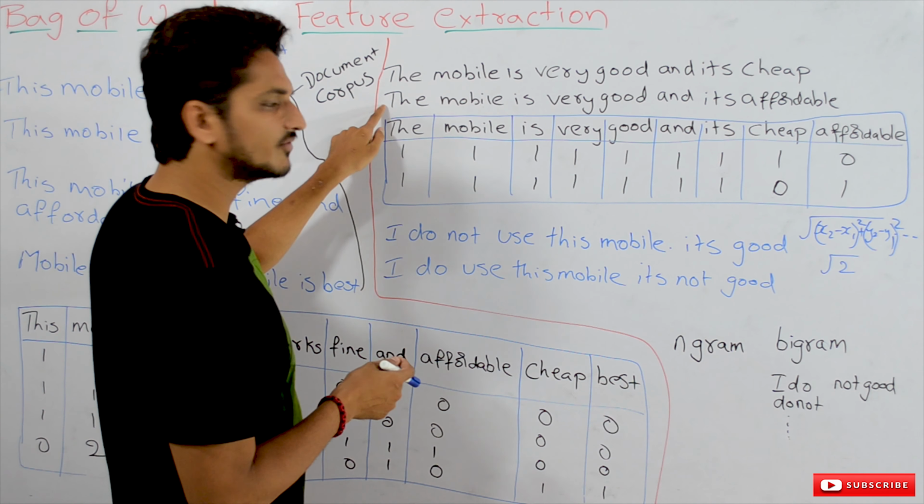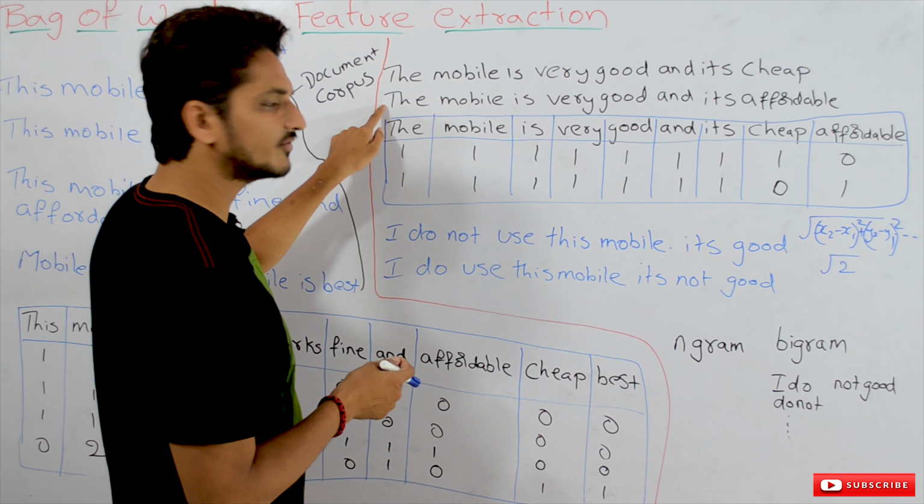Let's come to the disadvantages of the bag of words. Let's take our example here and identify the disadvantages. Let's take this document: this mobile is good. Now let's take this document: this mobile works fine and affordable. These two statements have different words. Works, fine and affordable are not there in the first statement, which has a word called good. So different words are there.